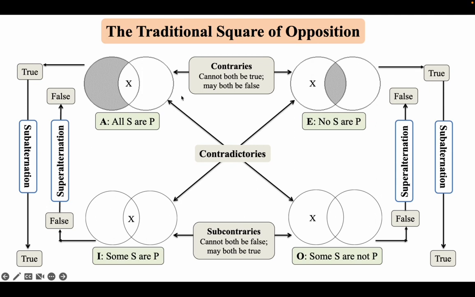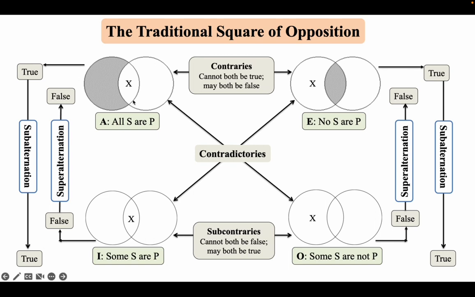The next relation is the relation between an A statement and an E statement. A and E are in a relation of contrary. So there are contrary statements, contrary forms. They cannot both be true according to this relation, and it is possible that they're both false. They may both be false, but they don't automatically are false.